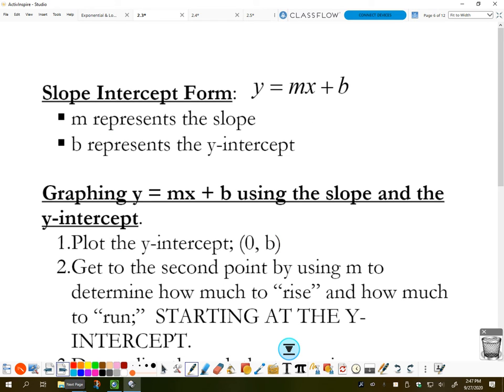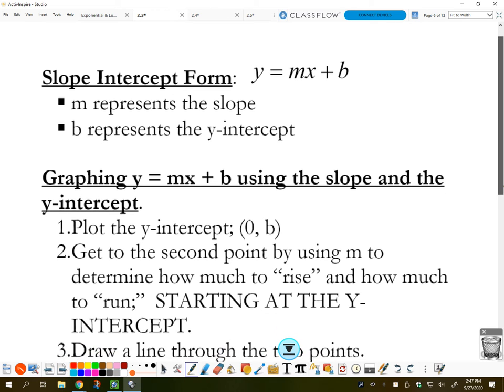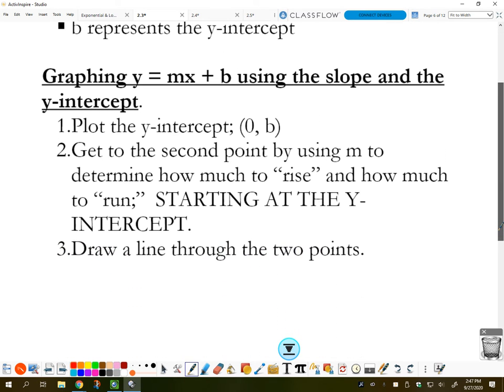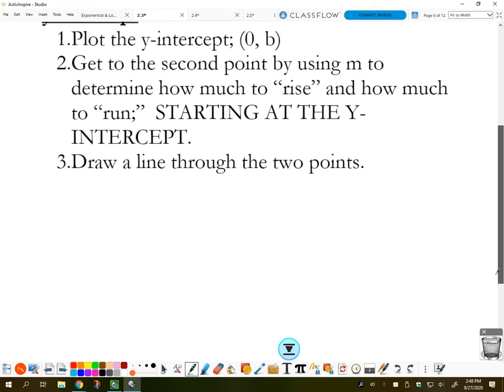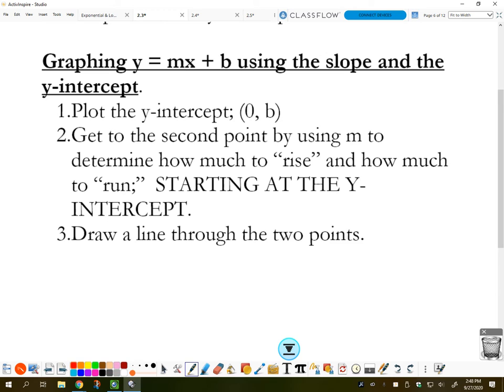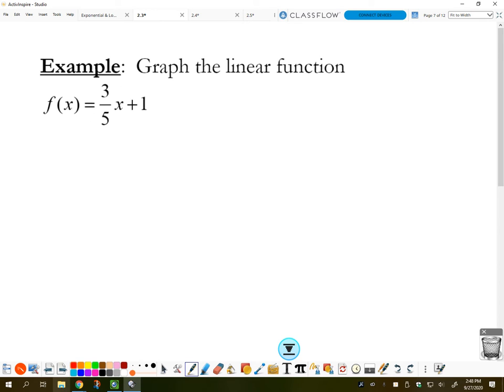All right, so slope intercept form, y equals mx plus b, the first thing that you ever learned about the equation of a line. Remember that m is the slope, b is the y-intercept. To graph from slope intercept form, you plot the y-intercept, you find another point using the slope, and you connect them. All right, so if I ask you to graph this line, we know that this is the slope. We know that this is the y-intercept.